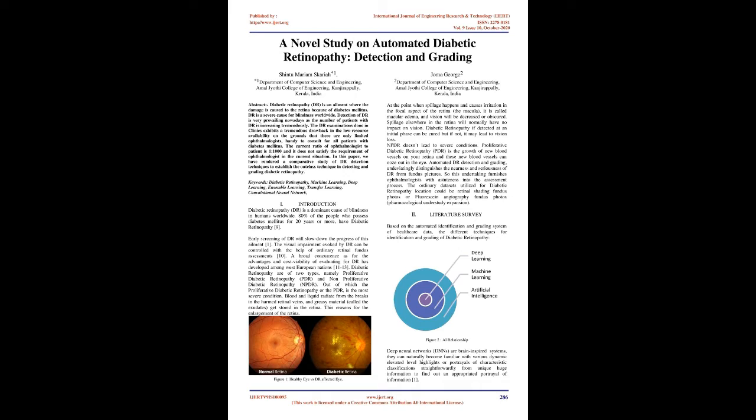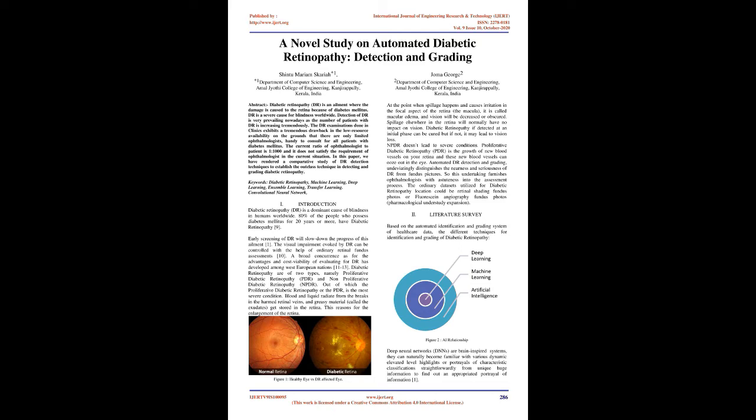The DR examinations done in clinics exhibit a tremendous drawback in low resource availability, on the grounds that there are only limited ophthalmologists handy to consult for all patients with diabetes mellitus. The current ratio of ophthalmologist to patient is 1:1000 and it does not satisfy the requirement of ophthalmologists in the current situation. In this paper, we have rendered a comparative study of DR detection techniques to establish the outclass technique in detecting and grading diabetic retinopathy.